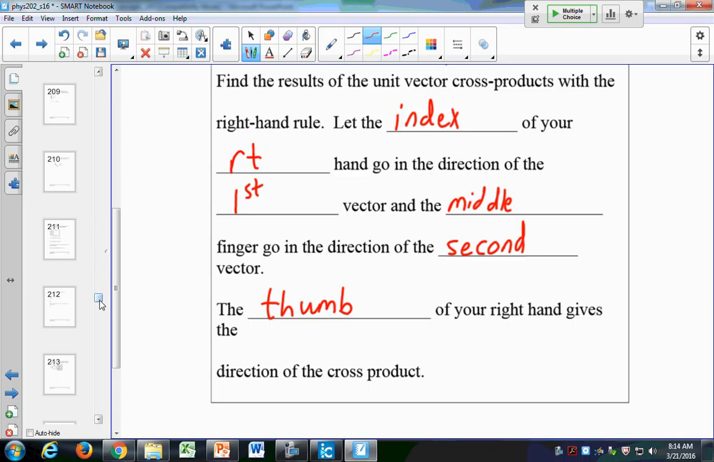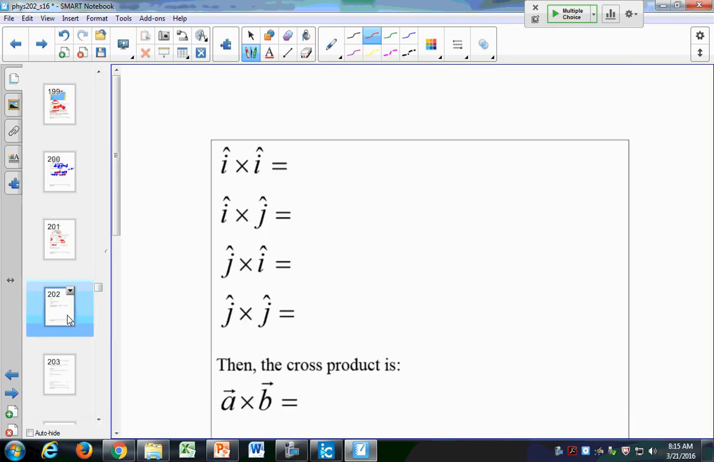I'm going to draw my coordinates over here. I have I here, that's my X, J here, that's my Y, and then K is my Z. If I'm doing I cross I and J cross J, we've already said those are 0. But if I do I cross J, I'll let my first finger go in the direction of I, middle finger in the direction of J, and then my thumb is the direction of the resultant. So what is I cross J equal to? It's equal to positive K. So this has to be plus K.